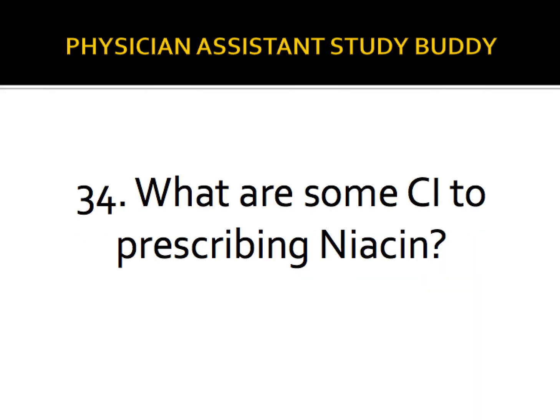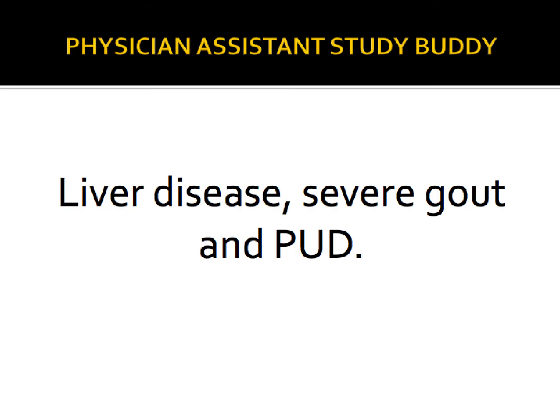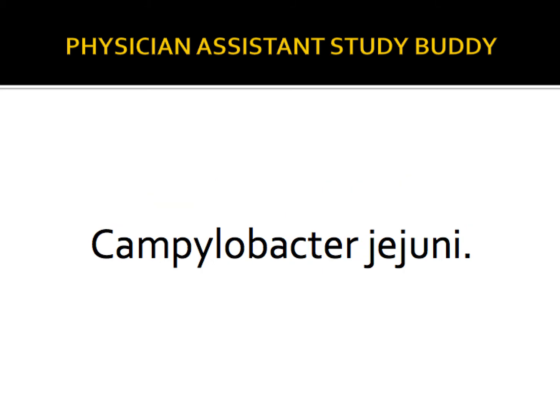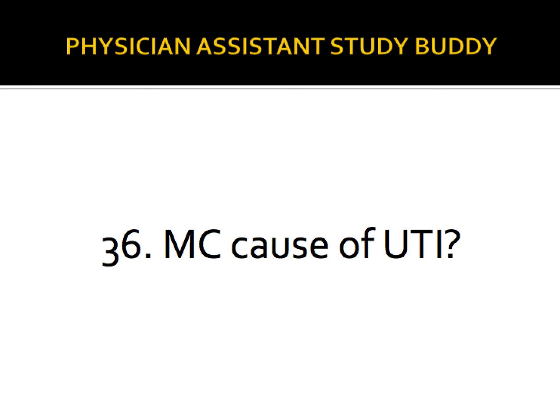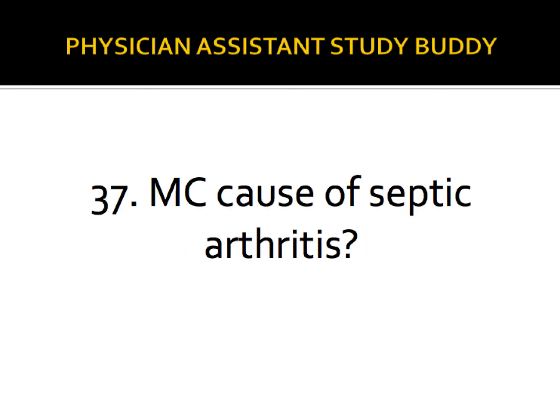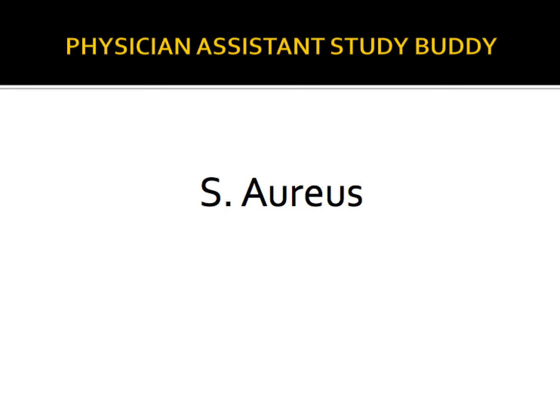What are some contraindications to prescribing niacin? You should not prescribe niacin to patients who have liver disease, severe gout, and peptic ulcer disease. Most common cause of inflammatory enteritis, that would be Campylobacter jejuni. Most common cause of UTI, it is E. coli. Most common cause of septic arthritis, Staph aureus.